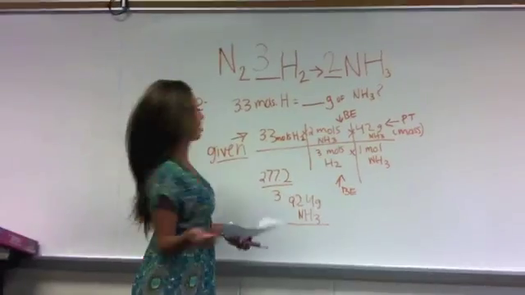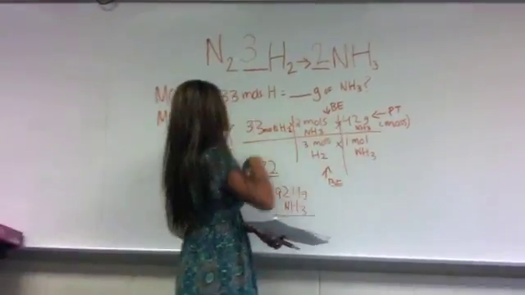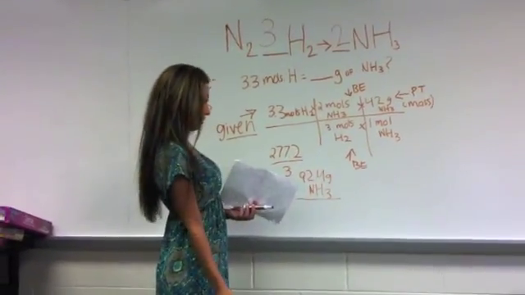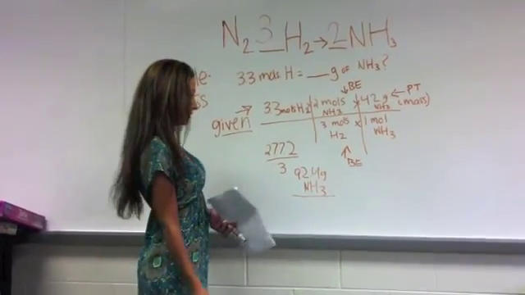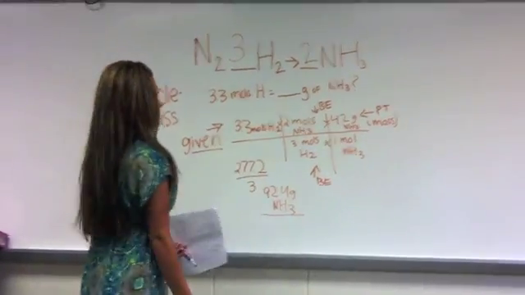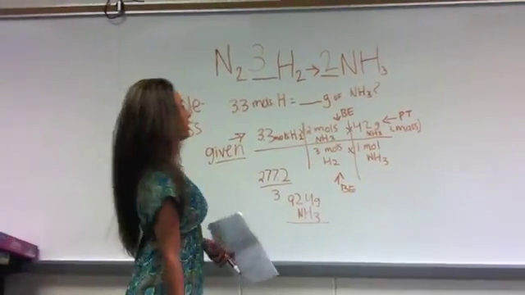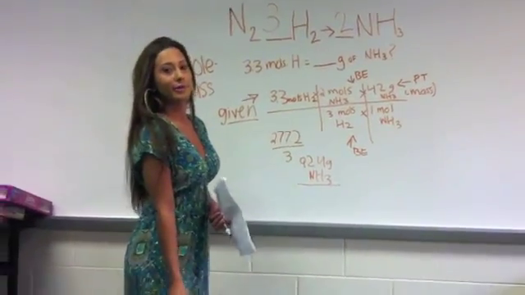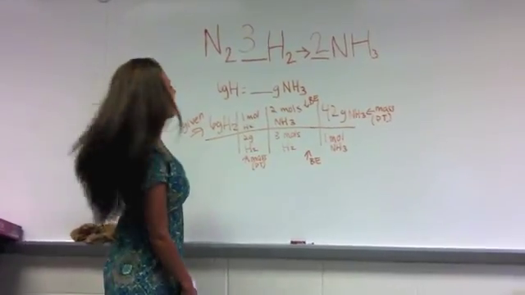Okay, now you multiply across. So you multiply all these numbers and you're going to get 277.2. You multiply the bottom and you get 3. And you divide that and you end up with 92.4 grams of ammonia. So the answer to your problem is with 3.3 moles of hydrogen, you can create 92.4 grams of ammonia.